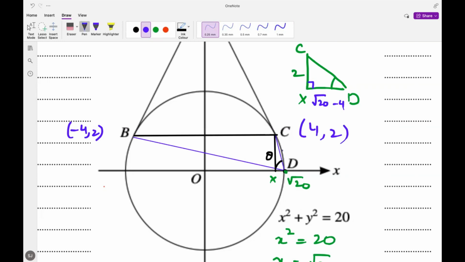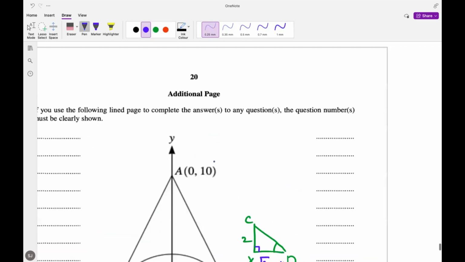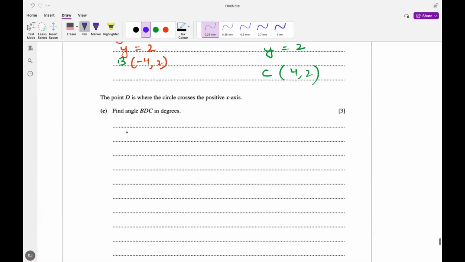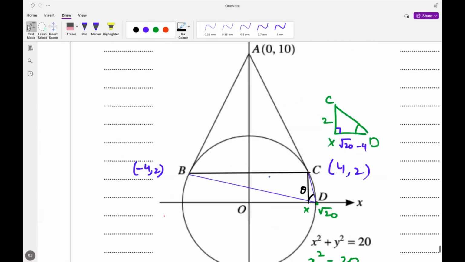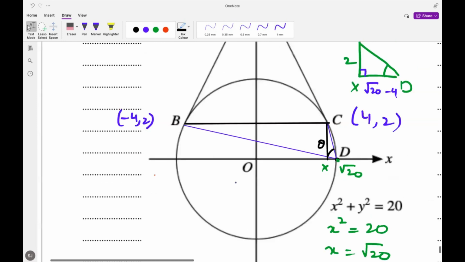So in the first part, we can find the angle CDO. The angle CDO will be equal to tan inverse of 2 divided by square root of 20 minus 4, which is equal to 76.717 degrees. Now in the next part, we have to try and find the angle BDO.